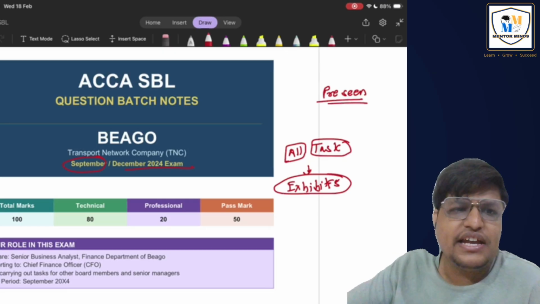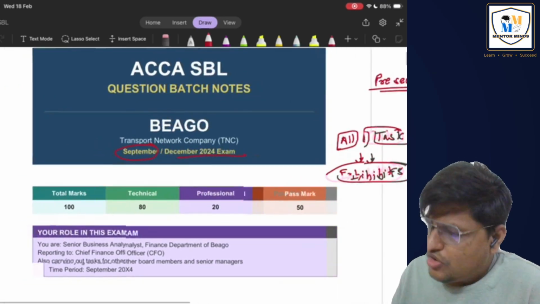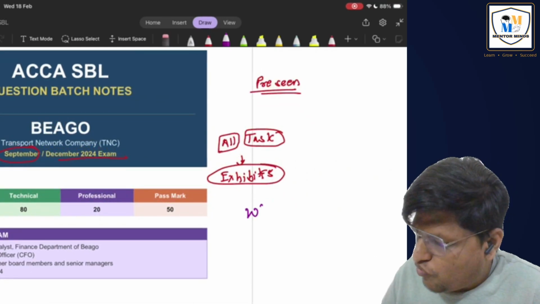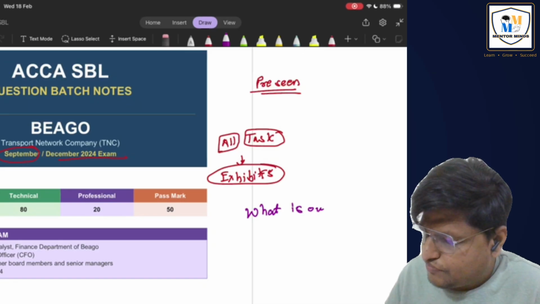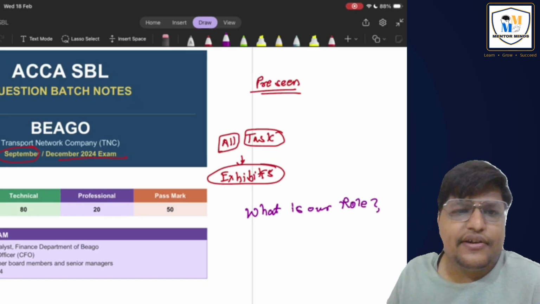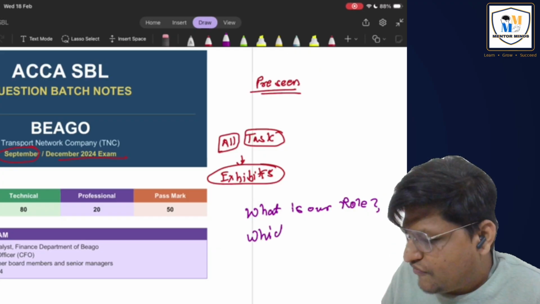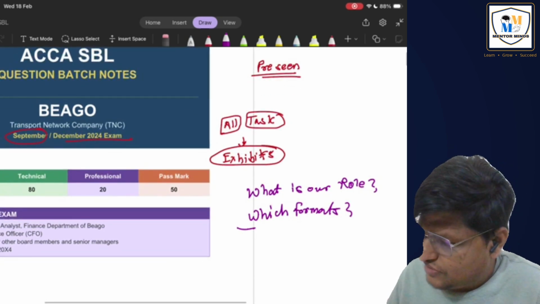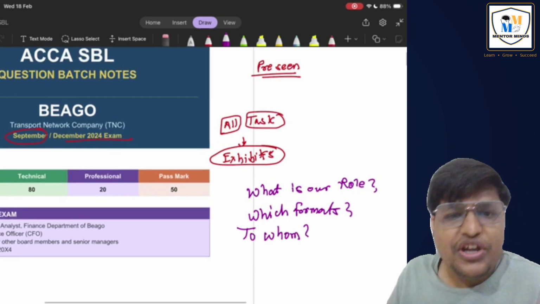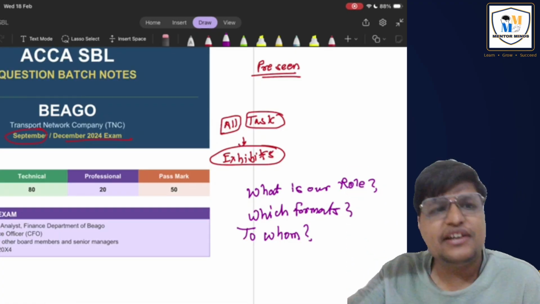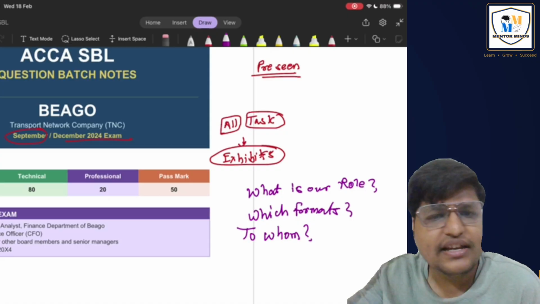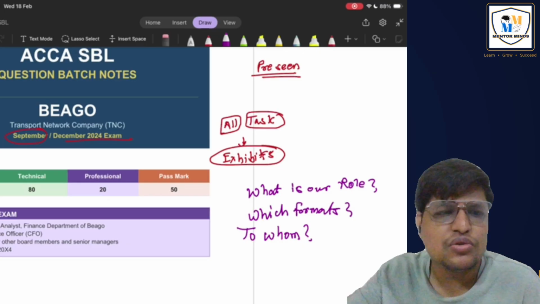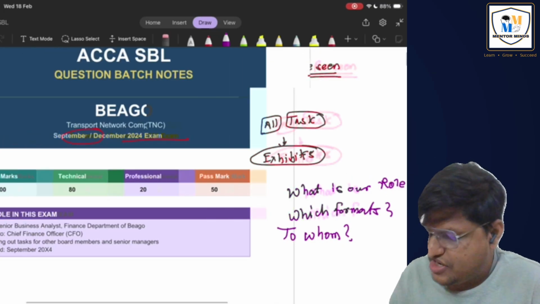So now we will start with the Piago question. When we read the question, we need to understand three things first. First is what is our role, then which format we have to answer in, and to whom we are answering. That means we need to understand whether we are doing internal reporting or external, whether we are telling our own team or issuing a report or briefing note outside. Accordingly, our wording will change.